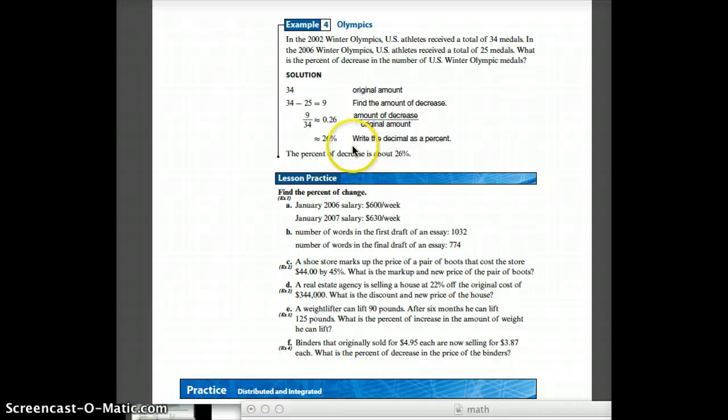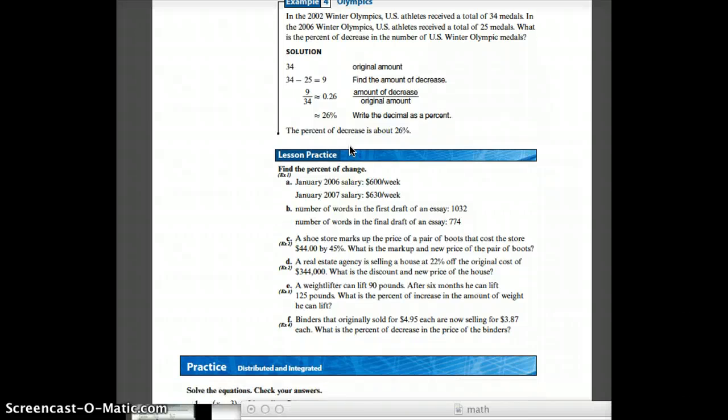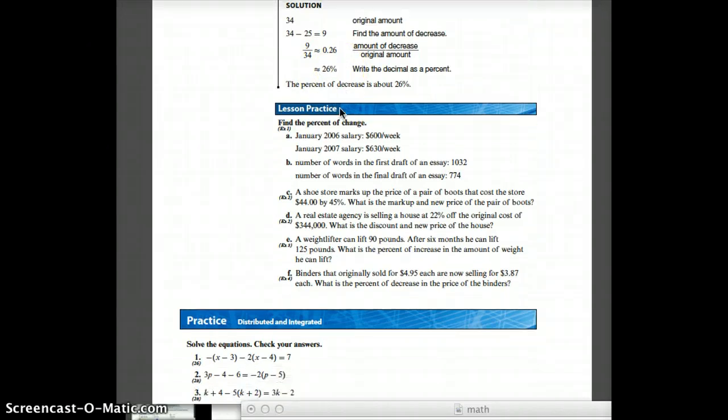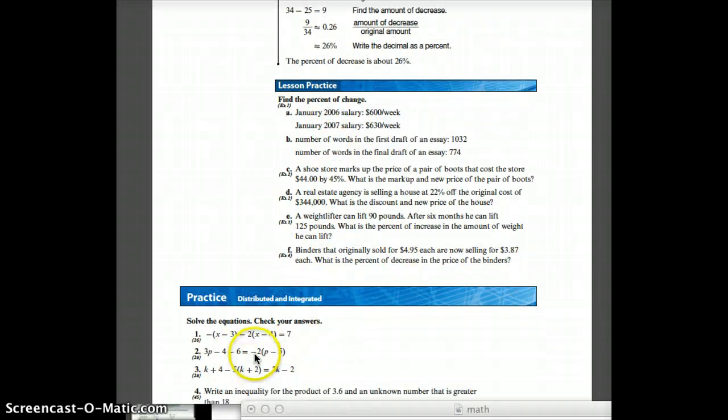This is the same thing each time. Okay, it's not brain surgery. Just do this same formula. Play back this same video. Go back to one of the examples. You have an original amount. You have the amount of decrease or the amount of increase. You put that over the original amount. You divide it. You get a decimal. Then you change it into a percent. And that's it. Okay? Go ahead and do the lesson practice A through F. All right? Good luck. Make sure you do it.